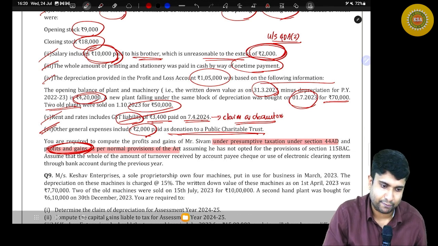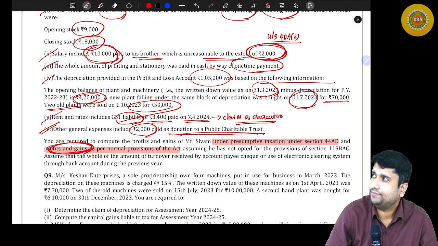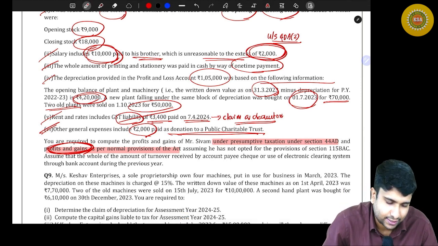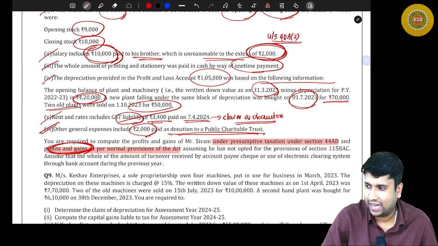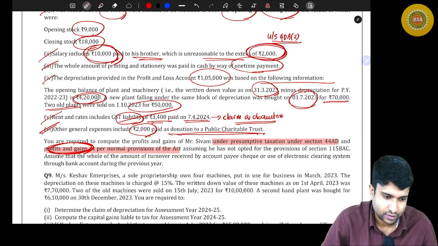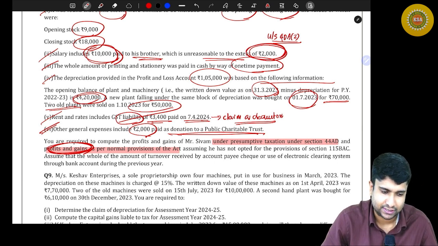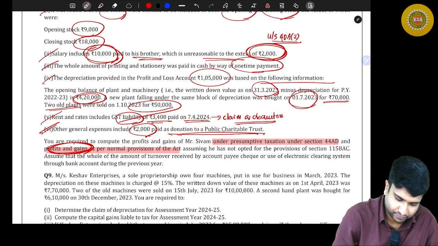I want TDS amendment. In TDS amendment, there is only one section, that is 194BA. YouTube name, my name, CA Kurian, you can search.